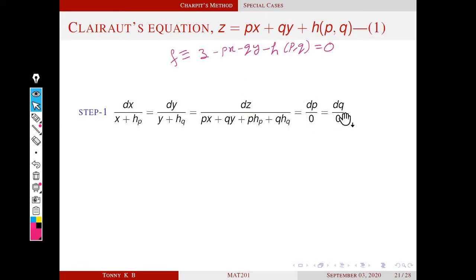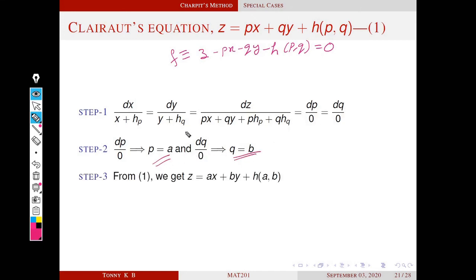Next we consider the last two ratios. So dp by 0, this ratio implies p is a constant, and the other ratio implies q is another constant. Both are arbitrary constants. Then substituting p equal to a and q equal to b in the given equation, we get a complete integral: z is equal to ax plus by plus h of ab. This is a complete integral for this PDE because this involves two arbitrary constants.